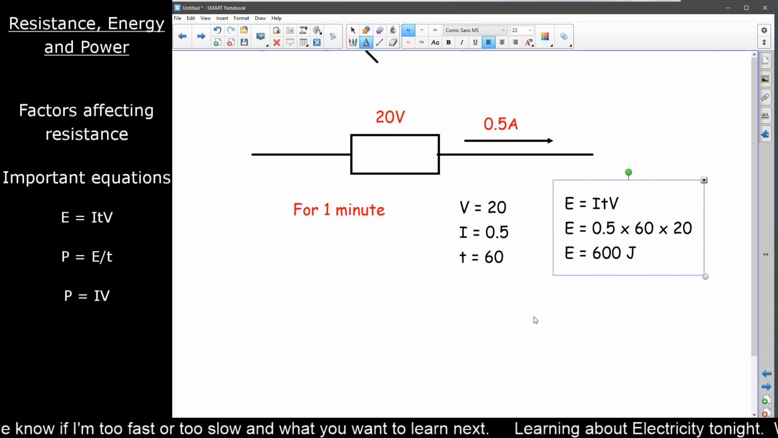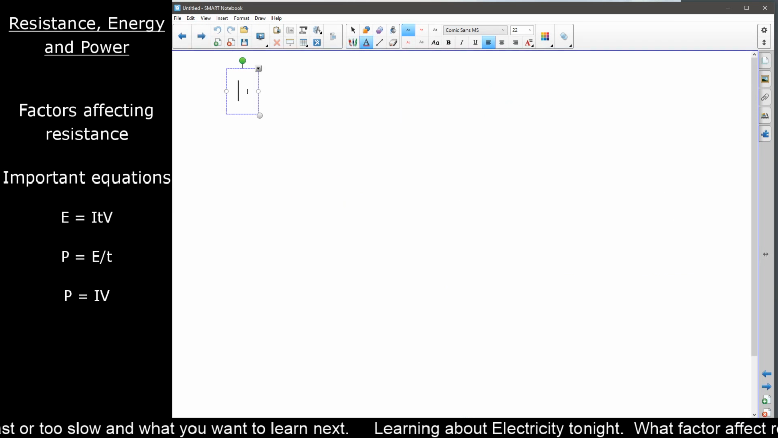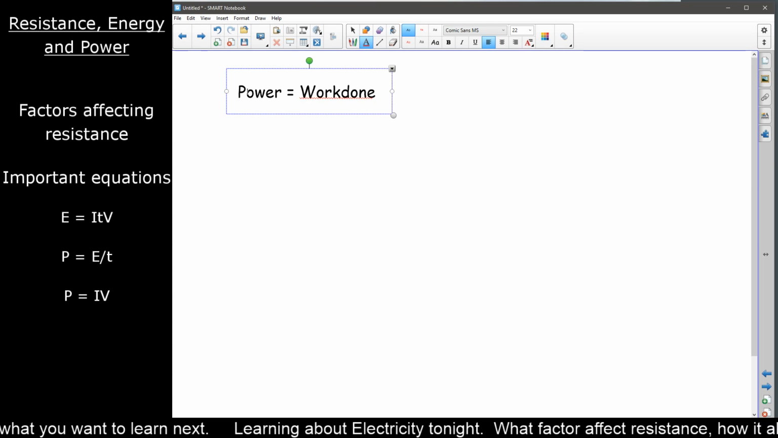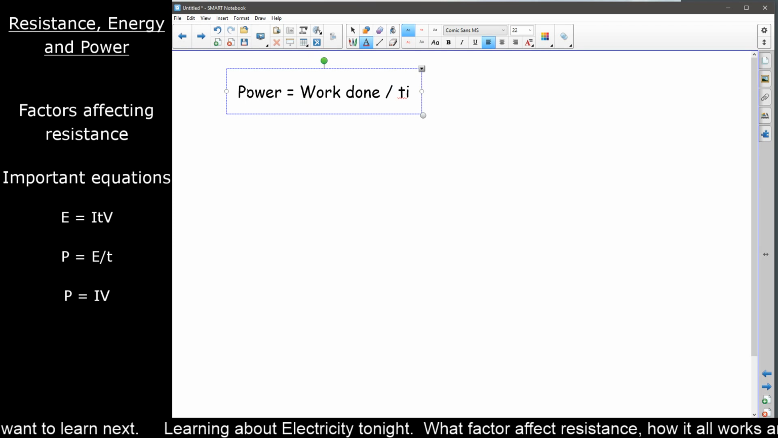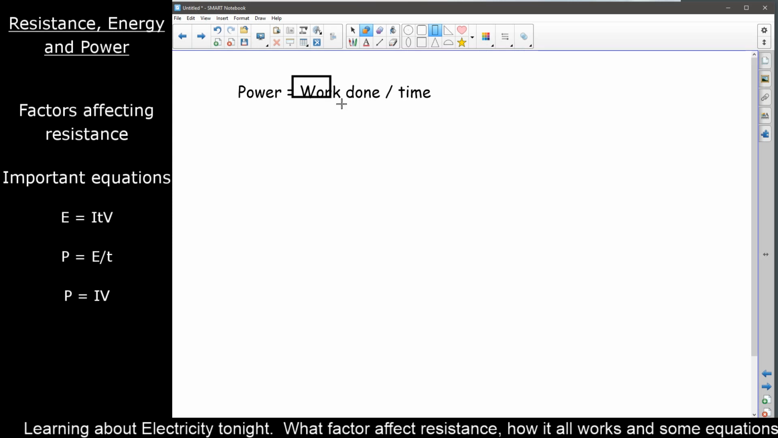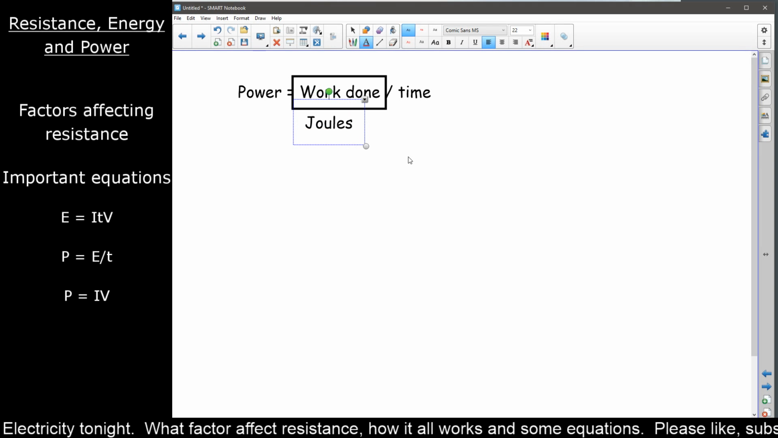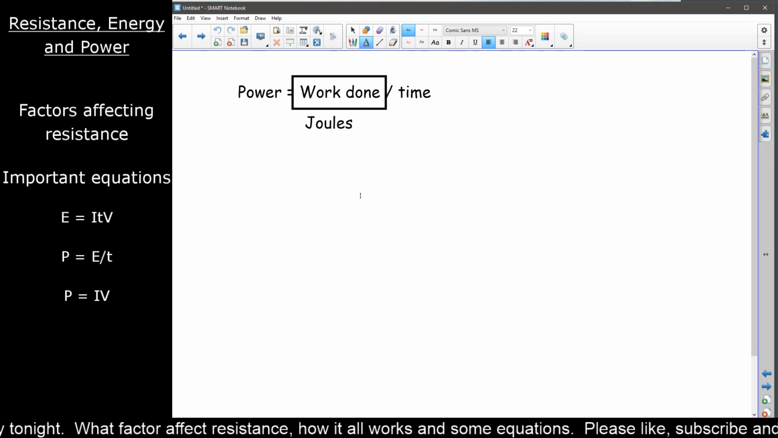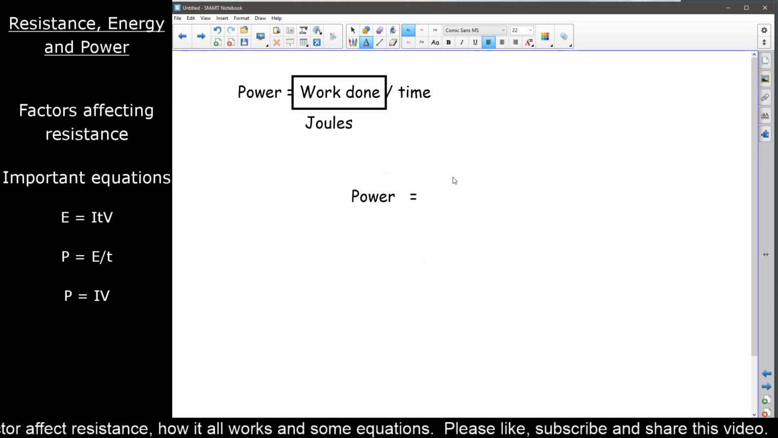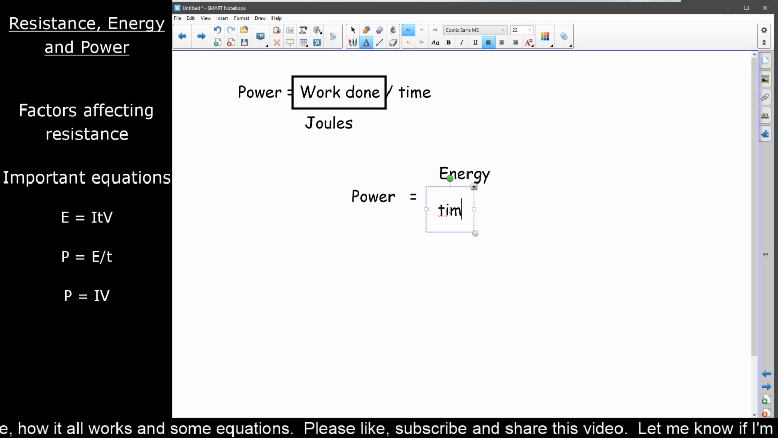All right, so what's the power? Well, remember way back in year 11, we had a general definition for power. The power is equal to work done divided by time taken. Work done over time. But work done was measured in joules. So work done was just a fancy way of saying energy. And our better way of writing this is actually power is equal to, in general, in all of physics, energy divided by time.